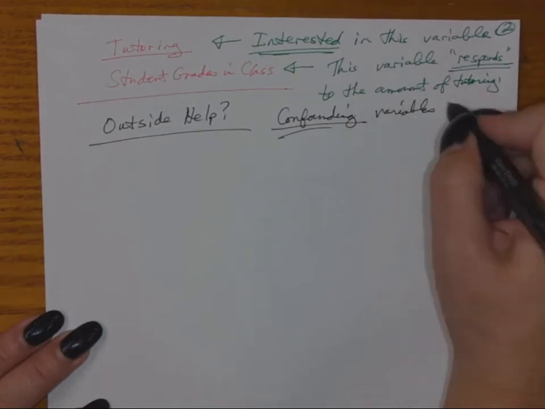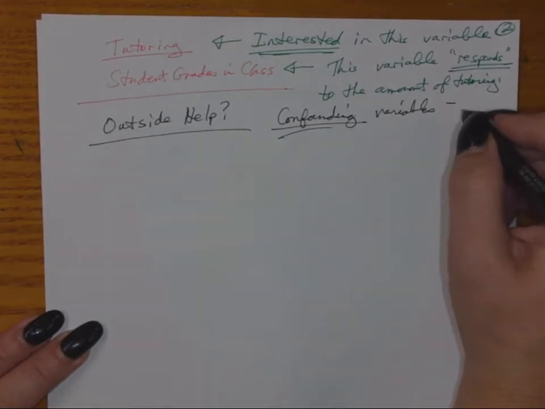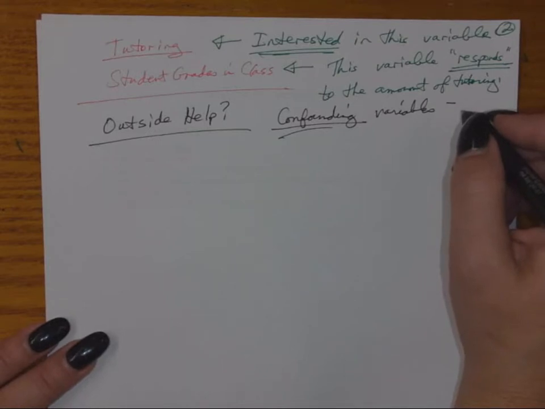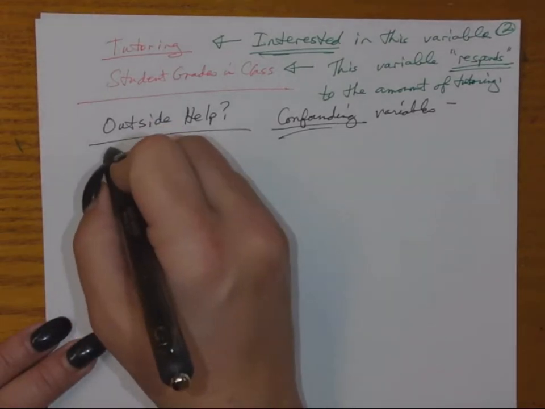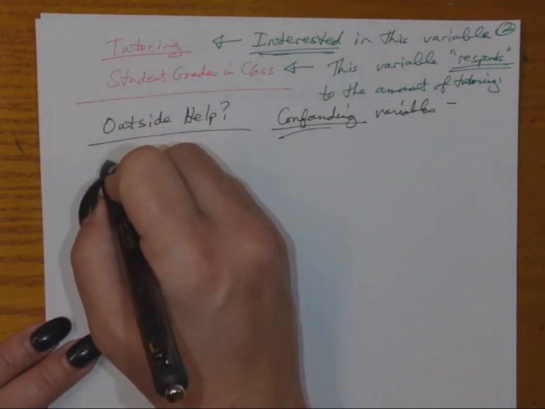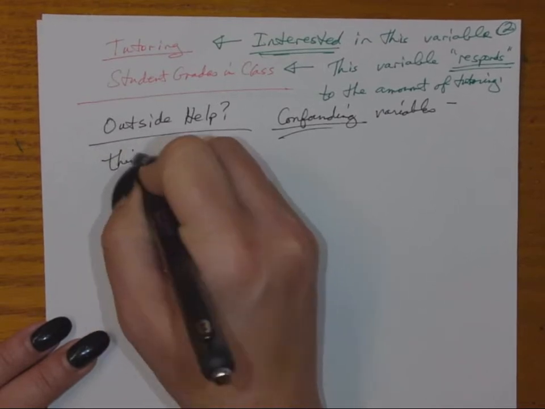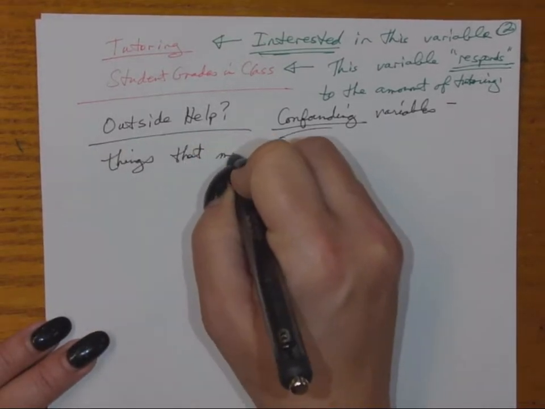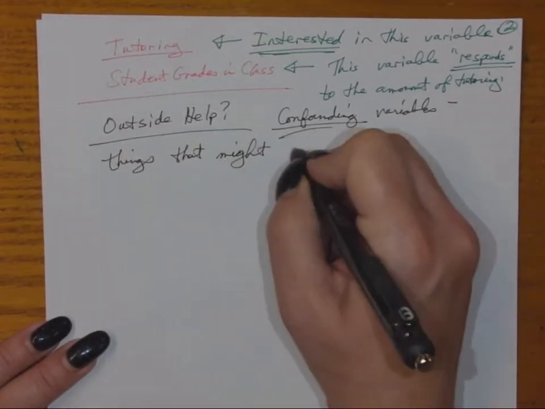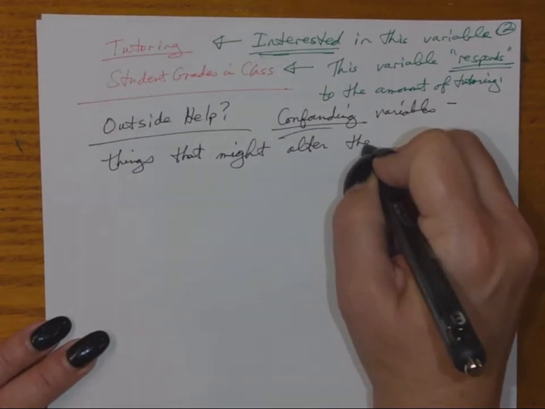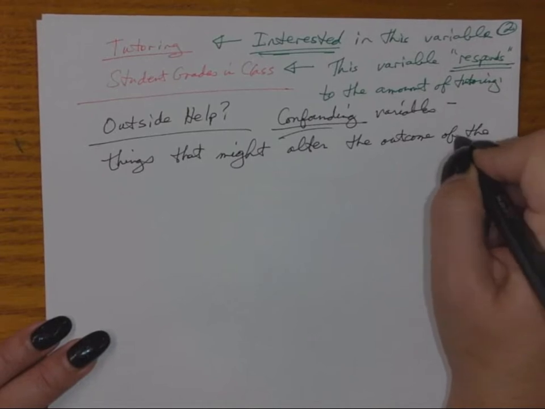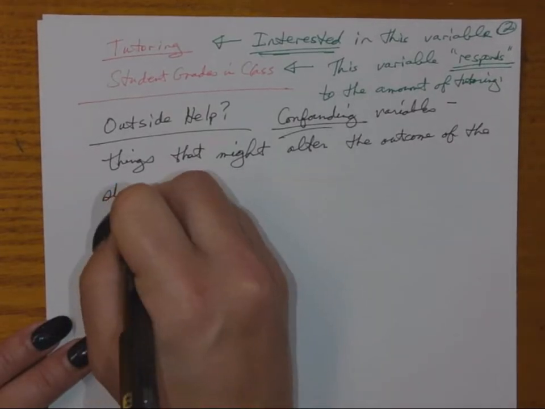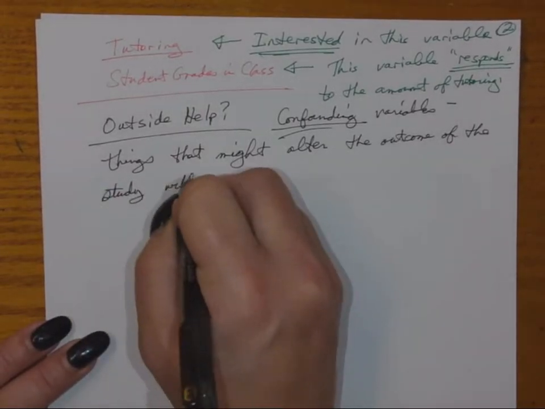And a confounding variable is just something that might affect my outcomes, but it's not necessarily known to the person who's doing the study. Okay, so let's say things that might alter the outcome of the study without me, the researcher, knowing.